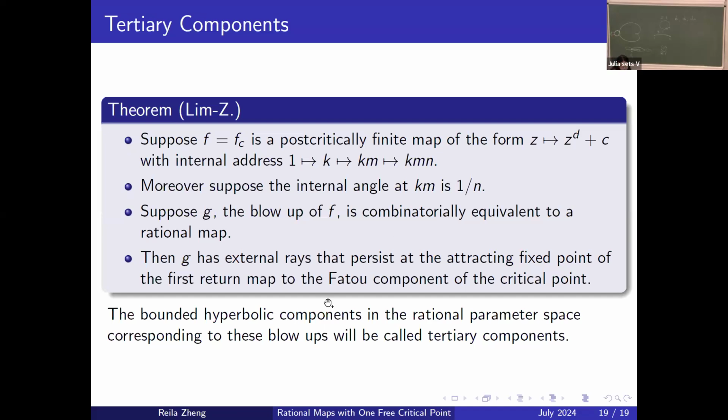So then if you do this blow up, the external ray persists at the attracting fixed point of the first return map, which corresponds to this renormalization.